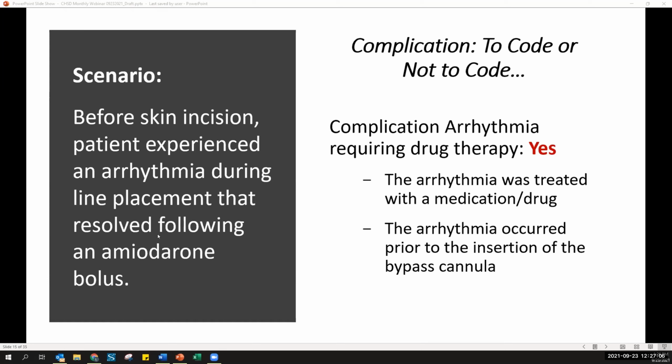So in this scenario, before skin incision, the patient experienced an arrhythmia during line placement that resolved following an amiodarone bolus. So do we code the complication of arrhythmia requiring drug therapy? And the answer here is yes, because the arrhythmia was treated with a medication or a drug, and the arrhythmia occurred prior to the insertion of the bypass cannula. So remember, we're not going to collect any arrhythmias that occur while the bypass cannulas are present or during the removal of the bypass cannulas or as we're coming off bypass. Next slide.